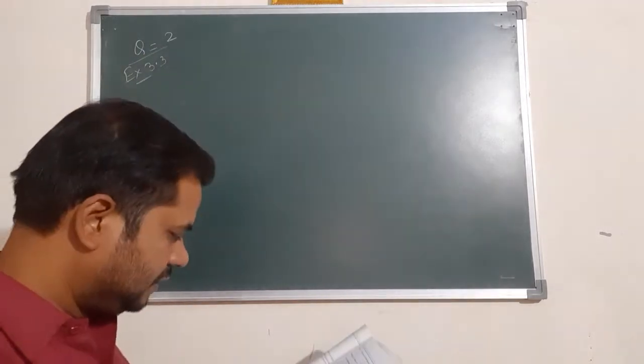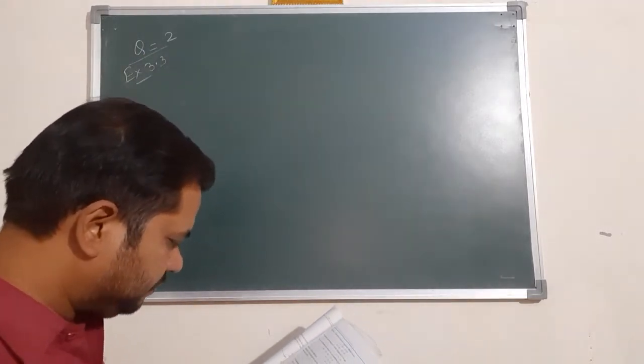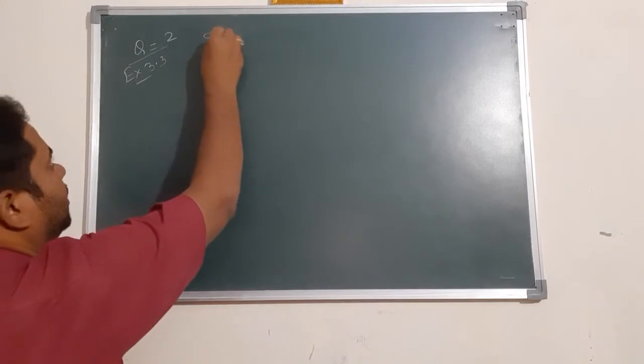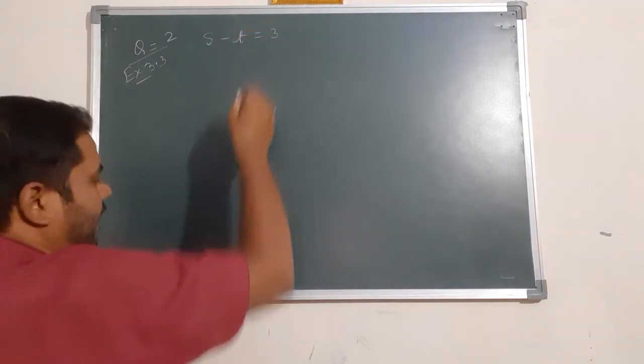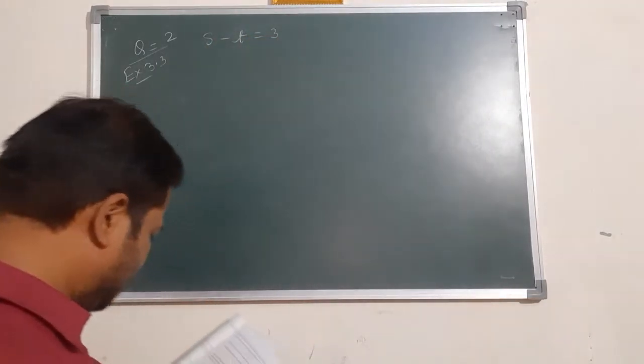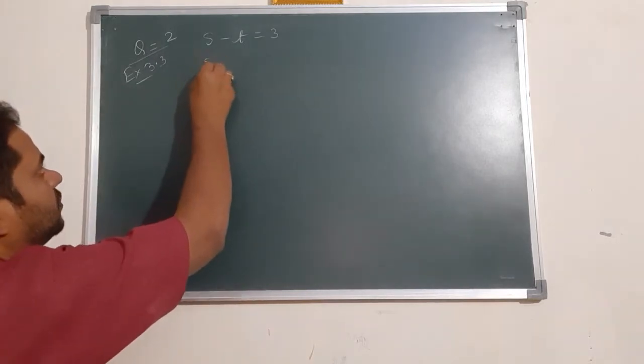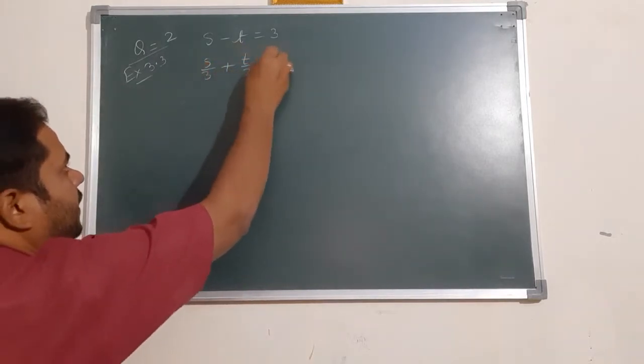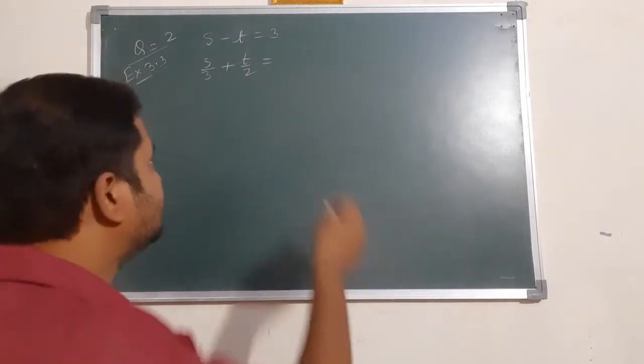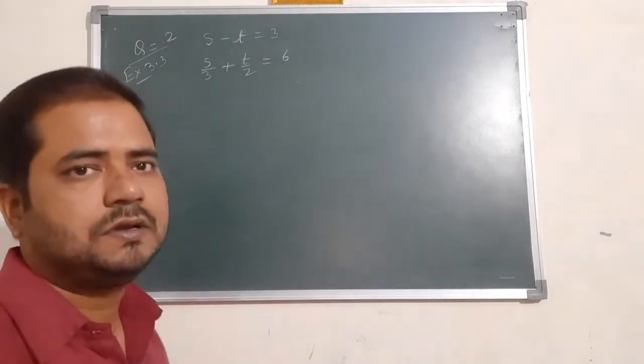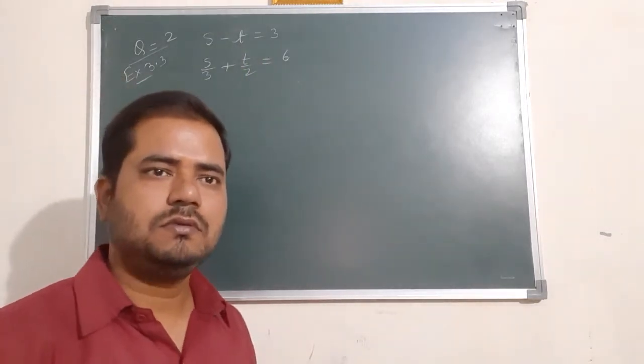Okay, suppose s minus t is equal to 3 and s upon 3 plus t by 2 is equal to 6. Okay, so this is the question we have to solve.